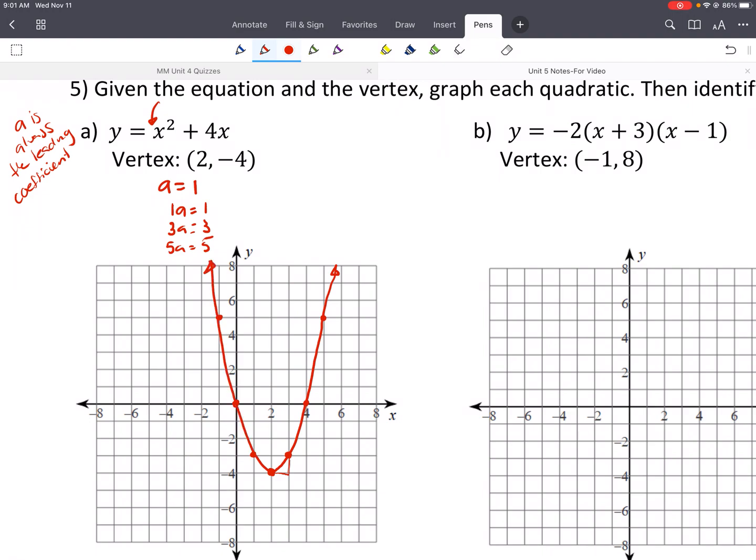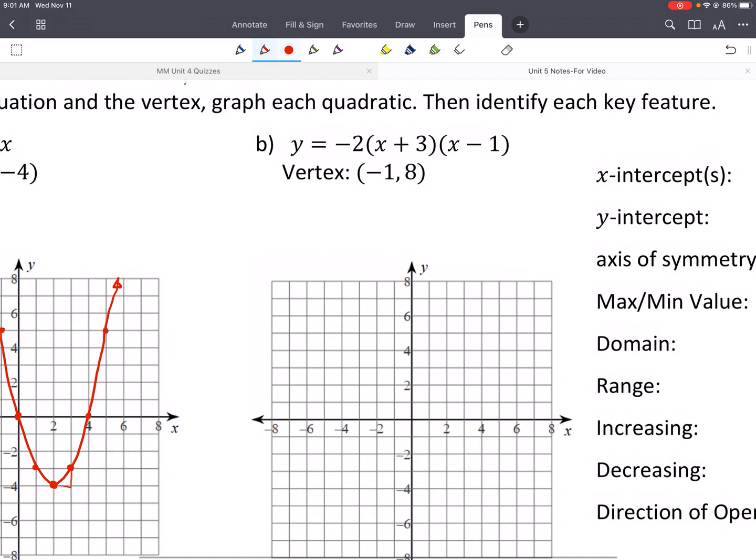Okay, so let's look at B. This one's a little different. This is in a different form, but still our leading coefficient will be A. So here A is a negative 2. And we'll do 1A. Well, that's 1 times negative 2. That gives us a negative 2. 3A, that will give us a negative 6. 5A would give us a negative 10.